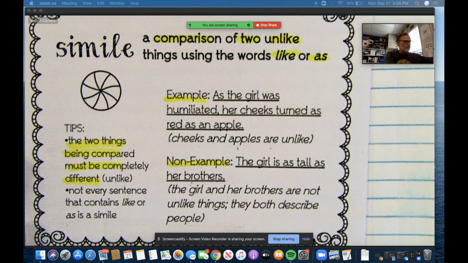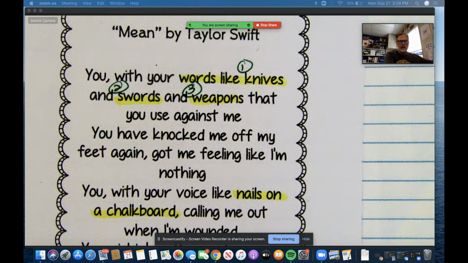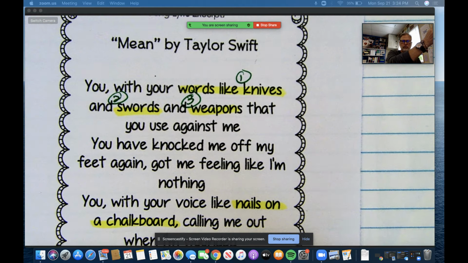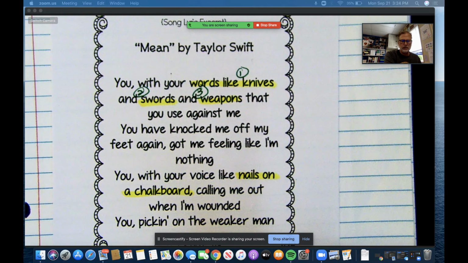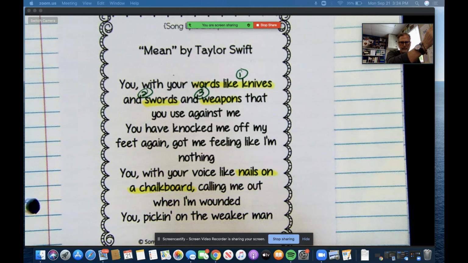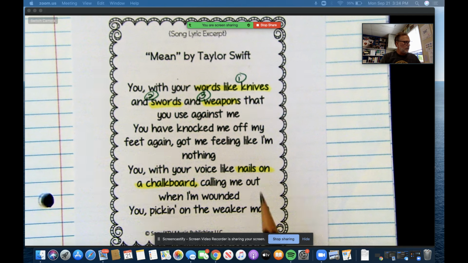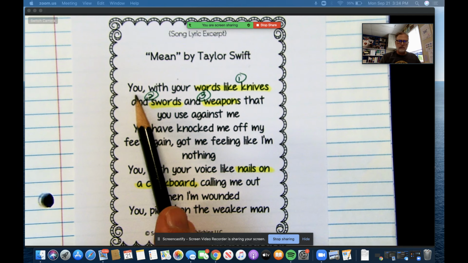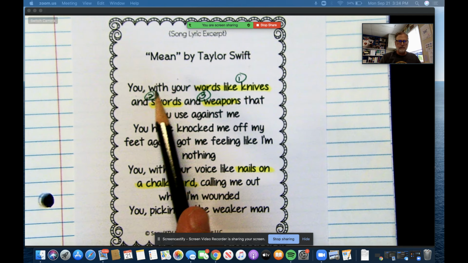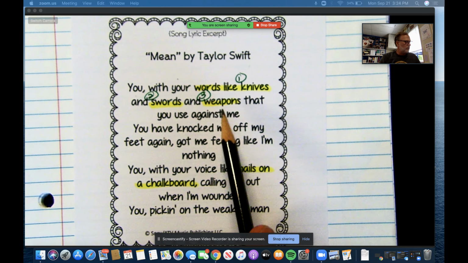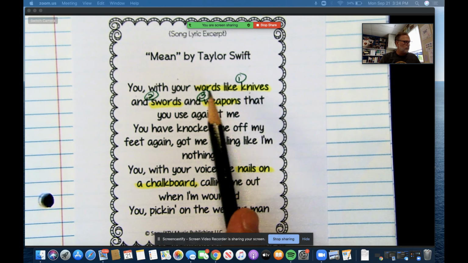I'm going to go to the top of the page, which is a song by Taylor Swift. Some of you may know who she is. She used to sing country. Now she kind of does pop stuff. But you can see that she has this song here, Mean, okay? You with your words like knives. So your words are like knives.